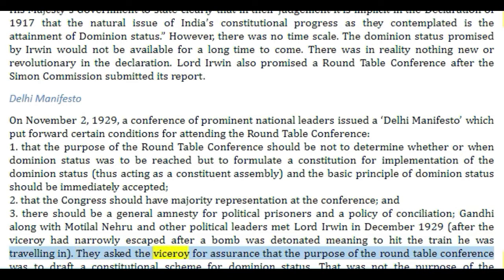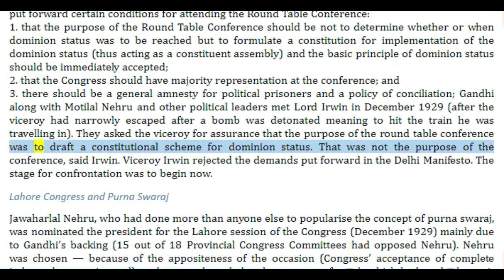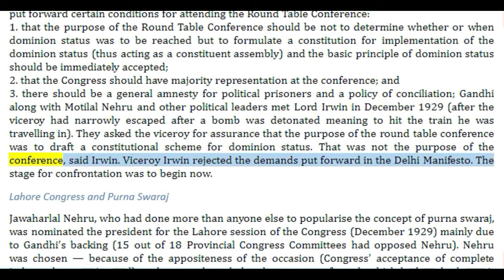They asked the Viceroy for assurance that the purpose of the Round Table Conference was to draft a constitutional scheme for dominion status. That was not the purpose of the conference, said Irwin. Viceroy Irwin rejected the demands put forward in the Delhi Manifesto. The stage for confrontation was to begin now.